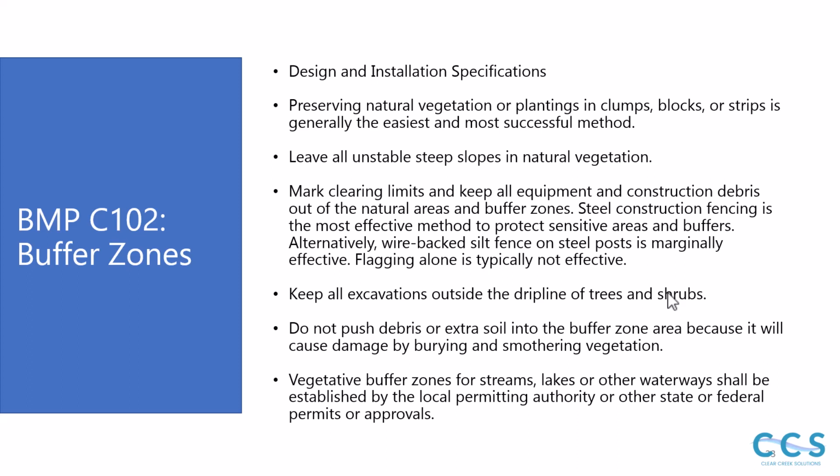Now for design and installation, preserving natural vegetation or planting in clumps, blocks, or strips is generally the easiest and most successful method. Leave all unstable steep slopes and natural vegetation. Mark clearing limits and keep all equipment and construction debris out of the natural areas and buffer zones. Steel construction fencing is the most effective method to protect sensitive areas and buffers. Keep all excavations outside the drip line of trees and shrubs.